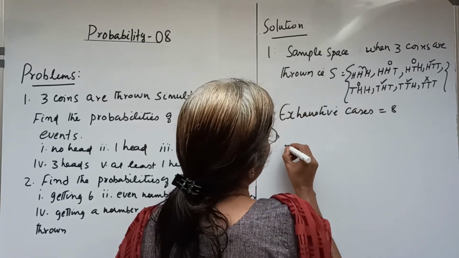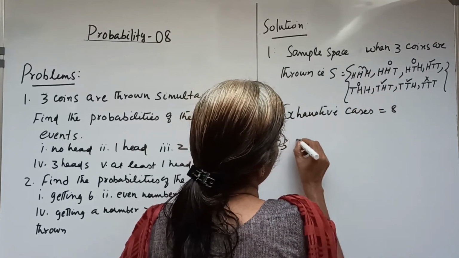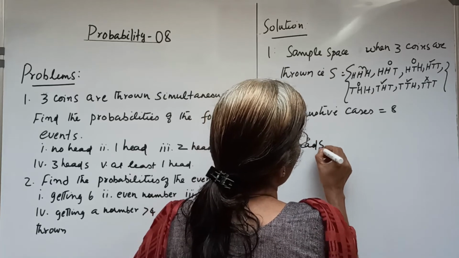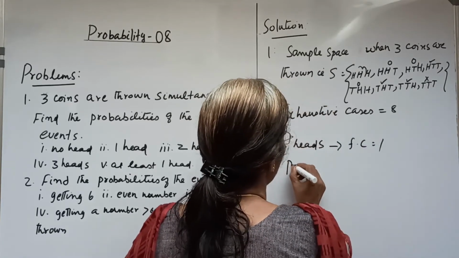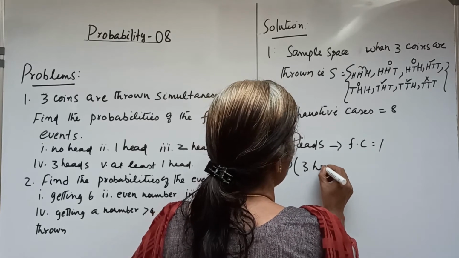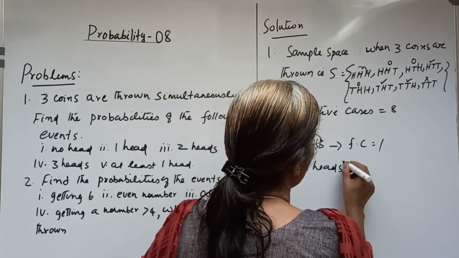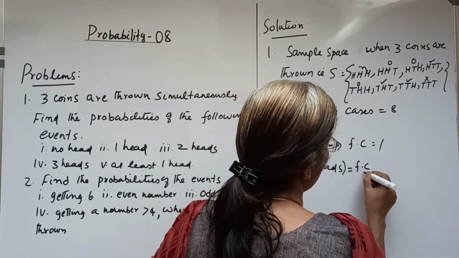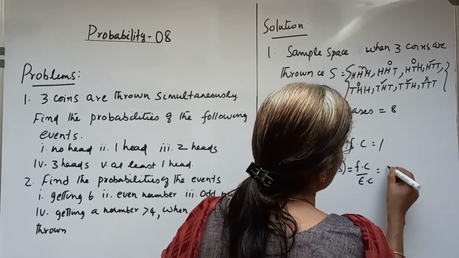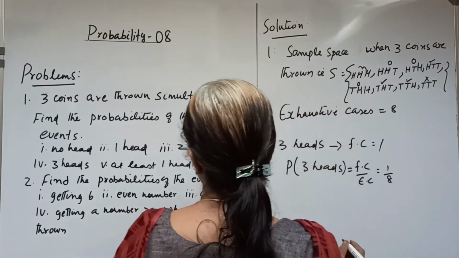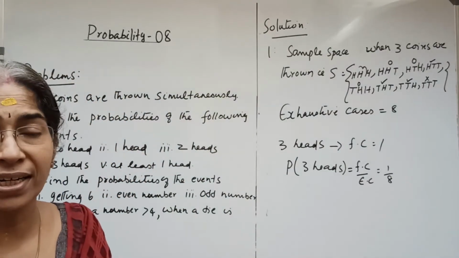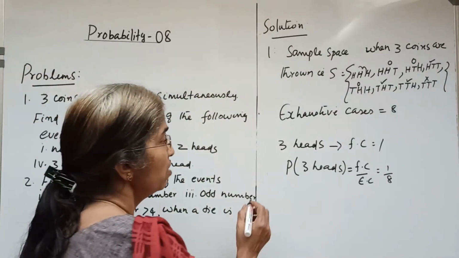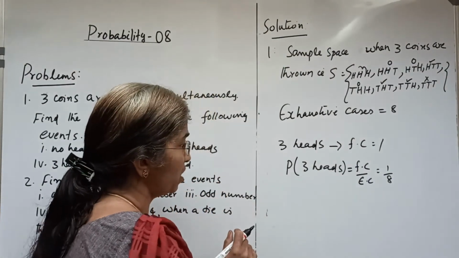Okay, so the probability of 3 heads, that is favorable cases equal to 1, and therefore probability of 3 heads equals favorable cases divided by exhaustive cases, equal to 1 by 8. Okay, now we have the event probability of at least 1 head.